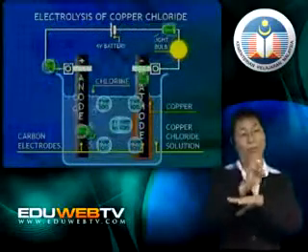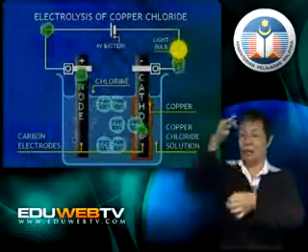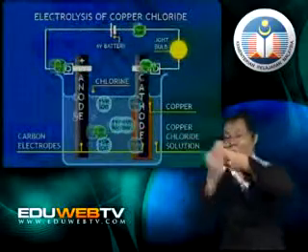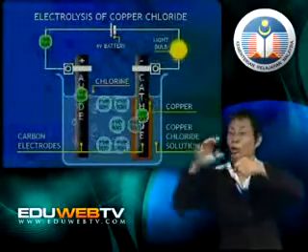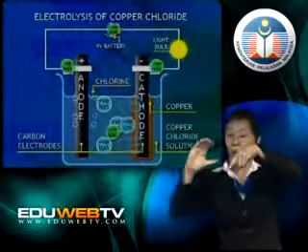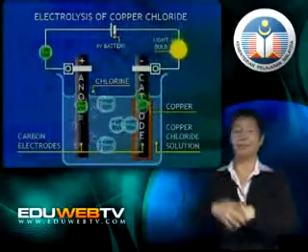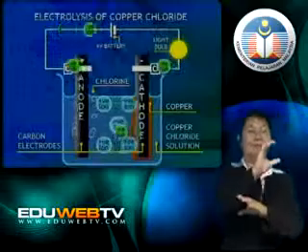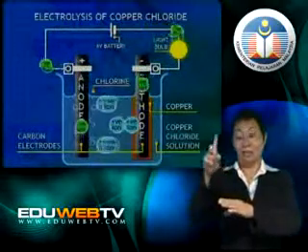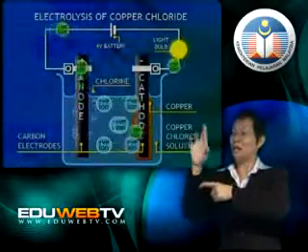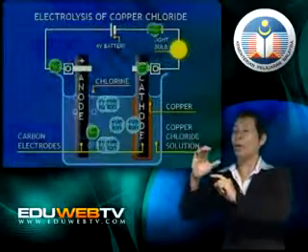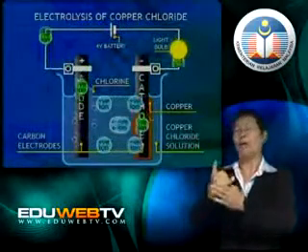The carbon electrode, which is the cathode, has been coated with copper. In our experiment, the copper ions are the positive ions. At the cathode, the copper ions received electrons and were changed into copper atoms. That is why the carbon electrode is coated with copper.